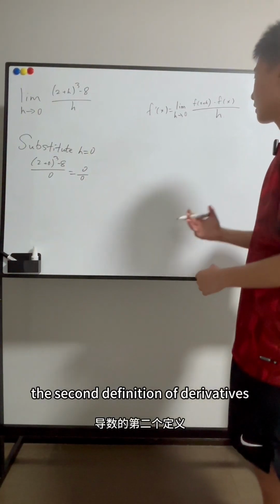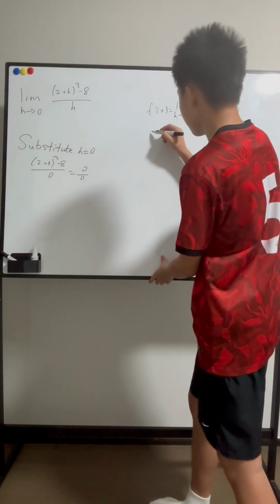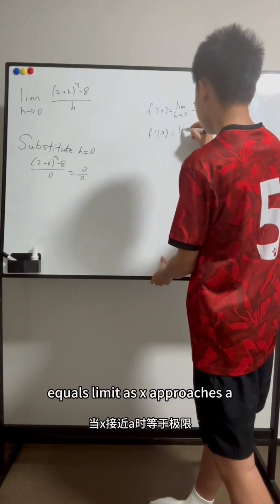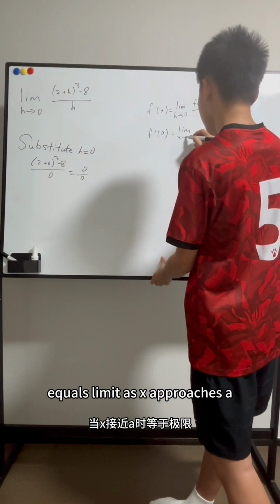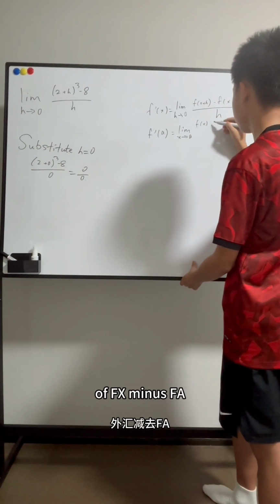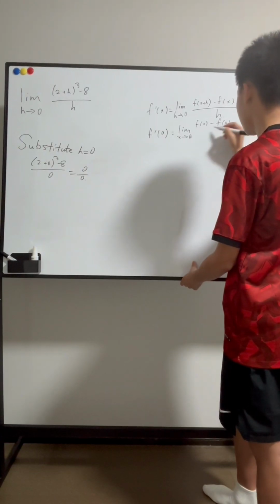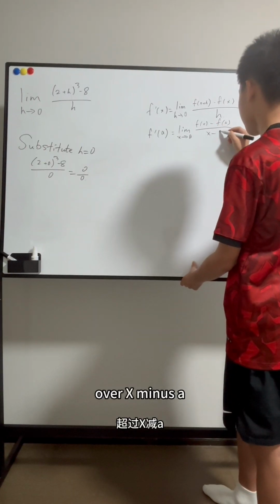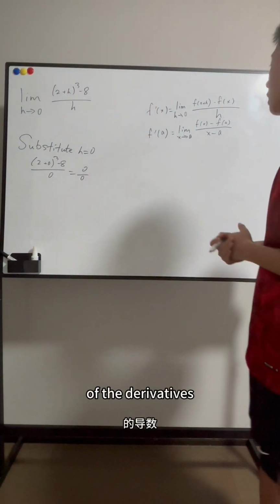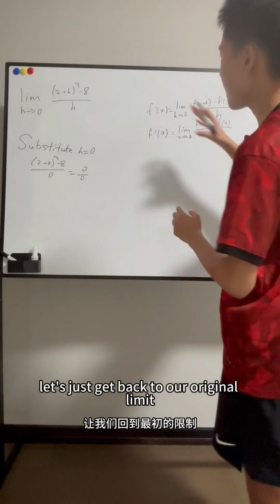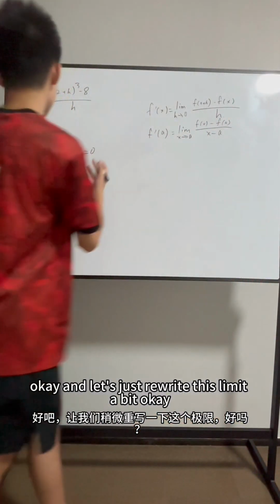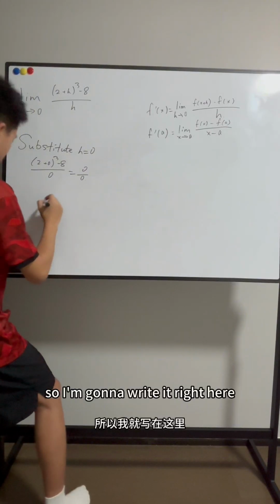And the second definition of derivatives is f prime of a equals the limit as x approaches a of f(x) minus f(a) over x minus a. Okay, so these are the two basic definitions of the derivative. So let's just get back to our original limit, and let's rewrite this limit a bit. I'm going to write it right here.